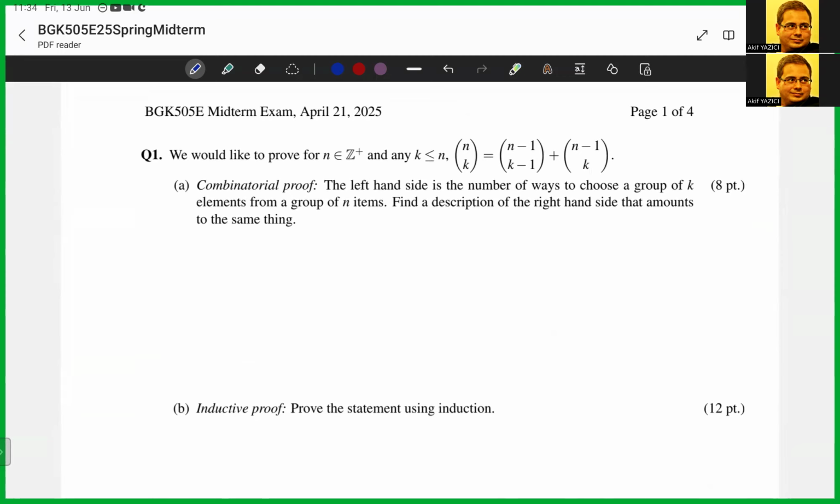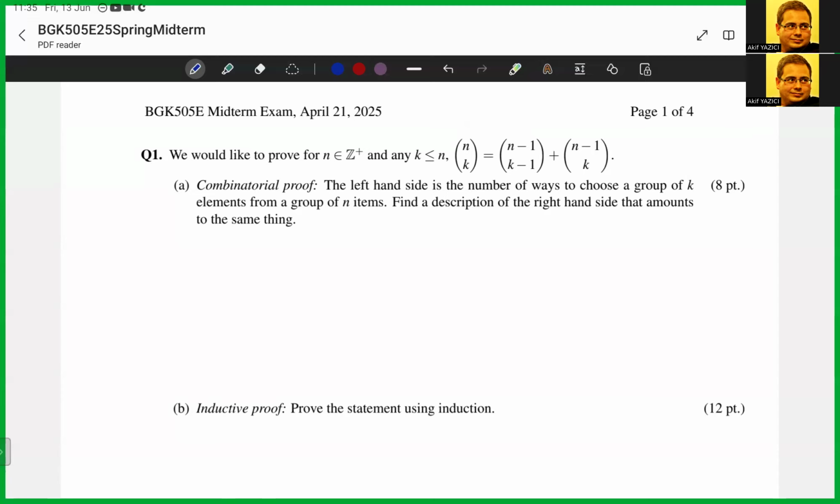Let's look at the question first. We would like to prove for positive integers and any k up to n that n choose k is equal to n minus 1 choose k minus 1 plus n minus 1 choose k. So in this question, there are two parts.